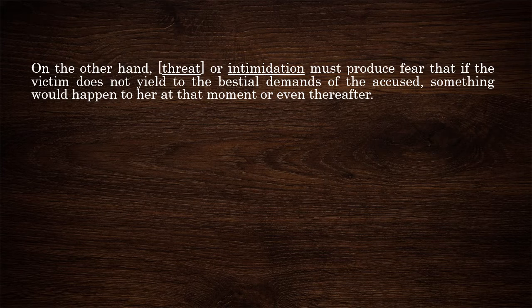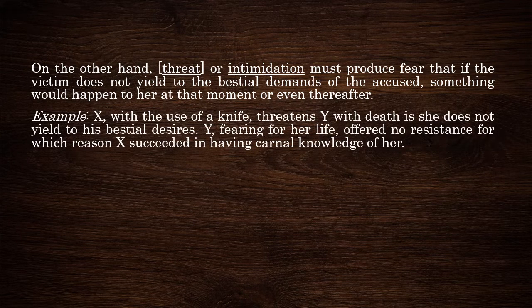On the other hand, threat or intimidation must produce fear that if the victim does not yield to the bestial demands of the accused or of the offender, something would happen to her at the moment or even thereafter. For example, X, with the use of a knife, threatens Y with death if she does not yield to his bestial desires. Y, fearing for her life, offered no resistance, for which reason X succeeded in having carnal knowledge of her.